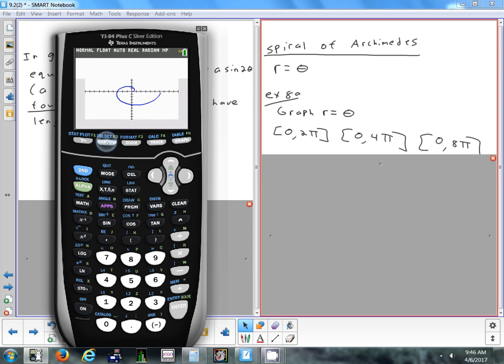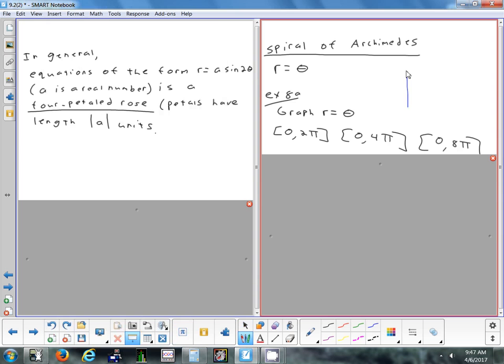Now, if I go 0 to 4 pi, how many times is it going to spiral now? You're going to get 2 spirals. Is it going to trace over what it already did? No, because the radius is just going to keep growing. It's just going to get bigger. What's the biggest my radius is going to be now? Now, where is that radius going to occur? Where it ends, because it spirals.